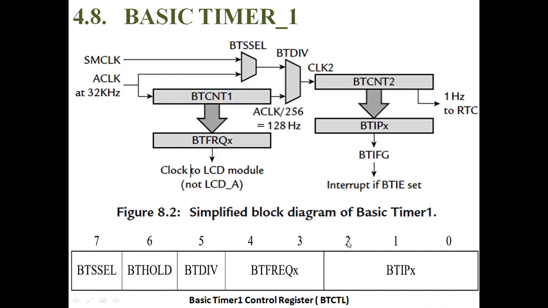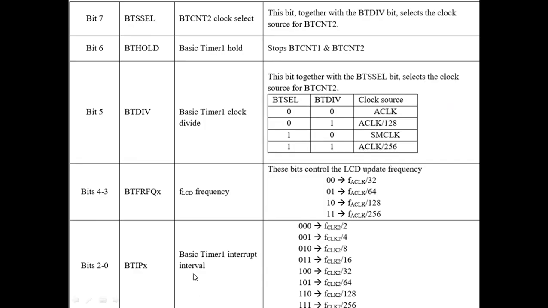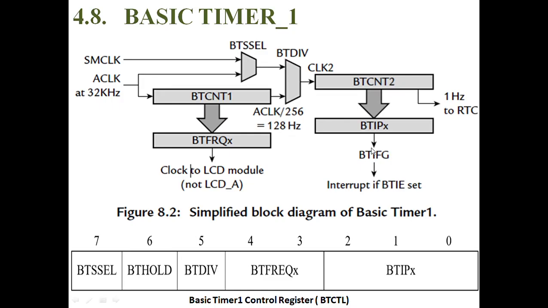So first, it is an 8-bit register. The first 3 bits indicate the basic timer interrupt interval. Whenever this 3 bit value is 000, that clock is divisible by 2. Here if the 3 bit value is 000, it is divisible by 2. 1 means divisible by 4. 2 is divisible by 8. If the 3 bit value is 3, that is divisible by 2 power 4, that means 16.